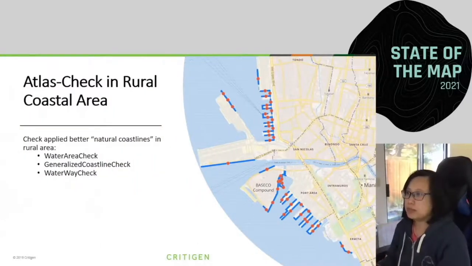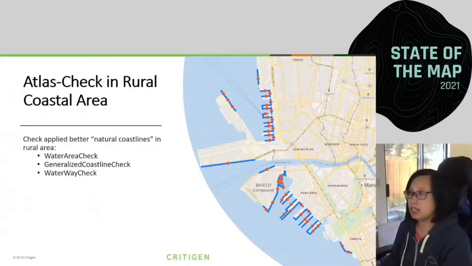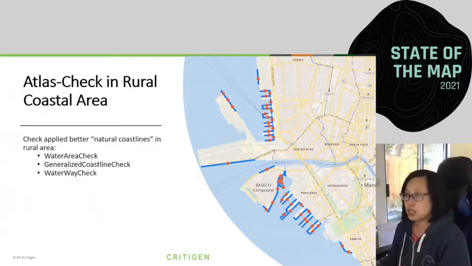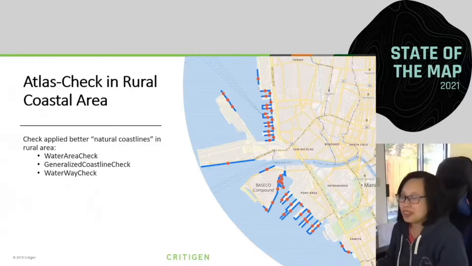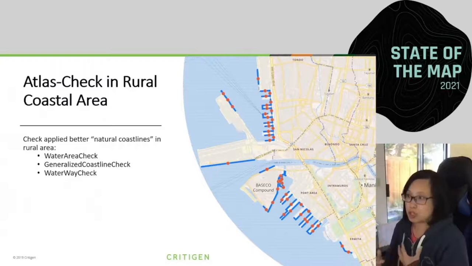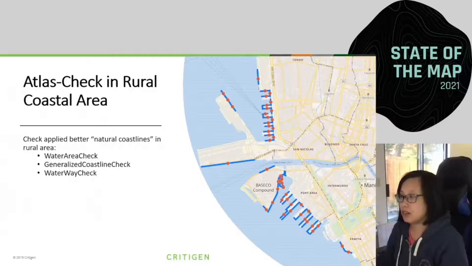There's another thing we observed during this analysis. Some Atlas checks are really useful for checking the generalized coastline and checking whether water areas and waterways are properly mapped. However, there is a limitation when it comes to a developed coastal city where there are a lot of man-made piers. As you can see in the snapshot we provide here, there are 35 flags because those piers are too generalized. But we all know they are man-made and legitimately mapped. So this is something where we can have more interaction with the Atlas check, and also use those in rural areas to provide even more valuable insights for these results.